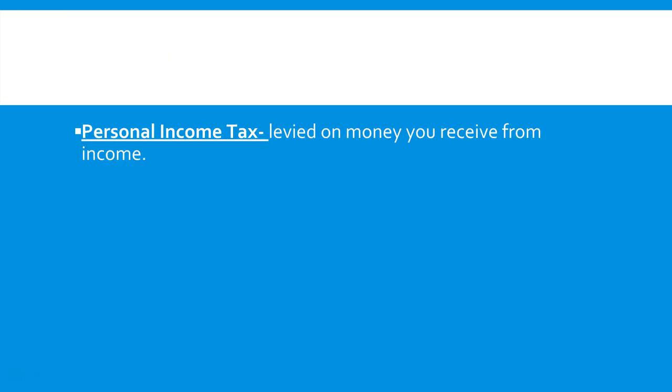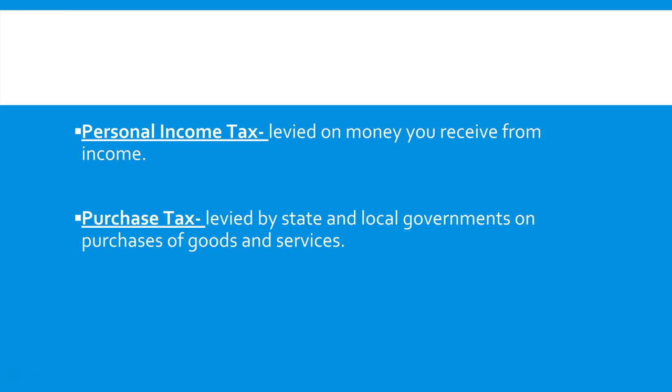Personal income tax is tax that's levied on money you receive from income. So that is your income tax, right? That's the tax that gets taken out of your paycheck when you get paid, and that's the taxes that you file at the end of the year. Purchase tax is levied by state and local governments on purchases of goods and services. Please note that sales tax or purchase tax are on the state and local government levels, not federal.